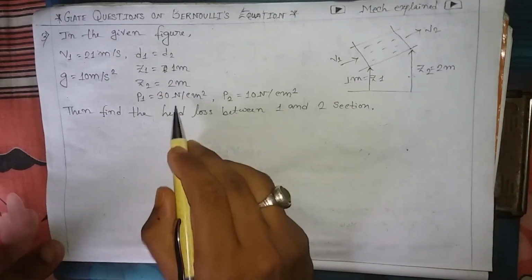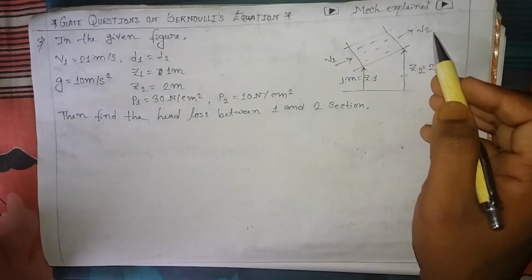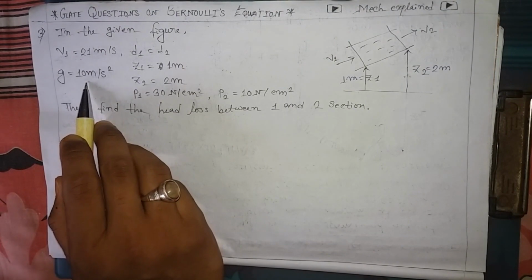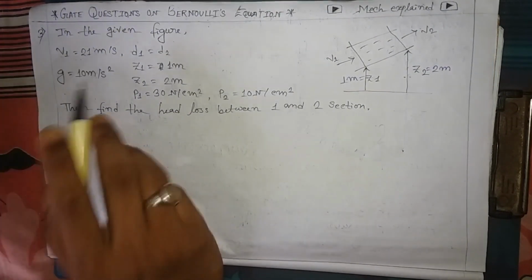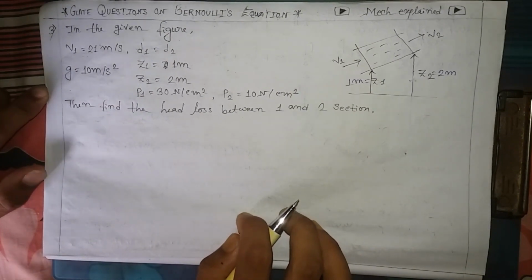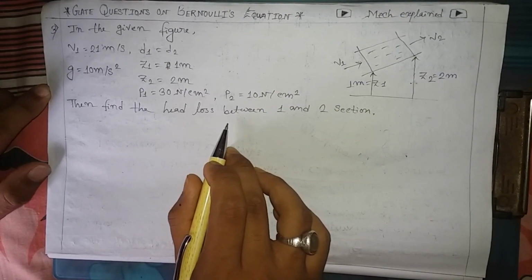And P1 is 30 Newton per centimeter square here, and P2 is 10 Newton per centimeter square, and g has been given as 10 meter per second square. You cannot use 9.8, you have to use 10. Okay, rho is not given, that means rho will be 1000. So they are asking to find the head loss. So this is a real fluid, right?